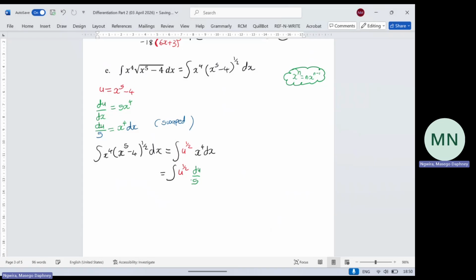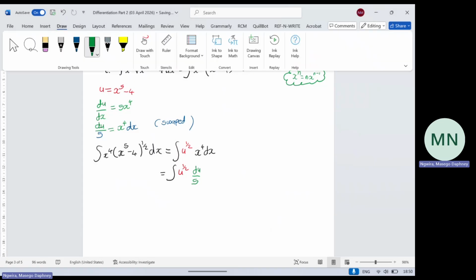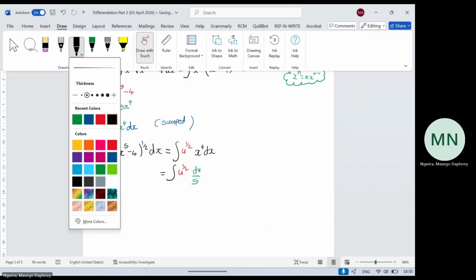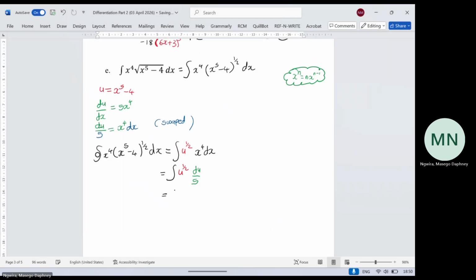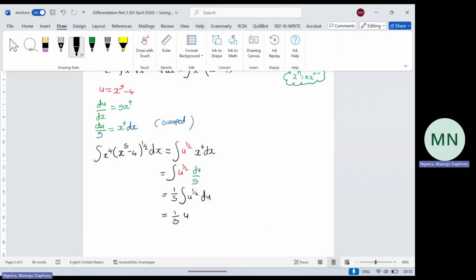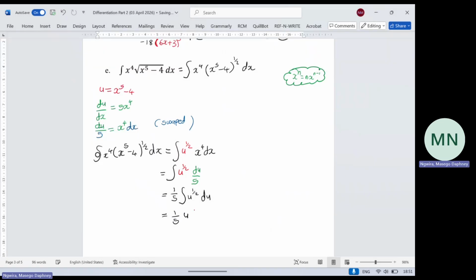Now you know the drill. You take the 5 to that side, it's going to be 1 over 5. Don't forget. So this will be 1 over 5, then the integral of u to the power of 1 over 2, du. Now we can integrate. So this is going to be 1 over 5, then u to the power of, don't forget, 1 over 2 plus 1 is 3 over 2, then over 3 over 2.